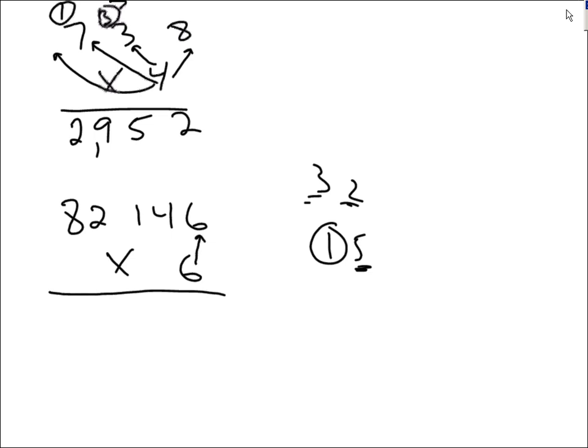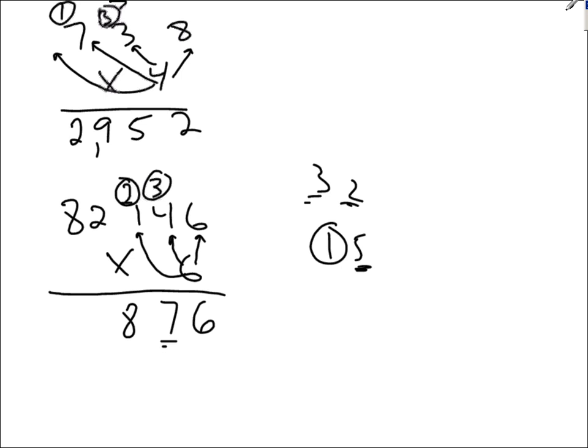6 times 6 is 36. Carry over the 3. 6 times 4 is 24, plus 3 more is 27. Bring up the 2, put the 7 down. 6 times 1 is 6, plus 2 more is 8.